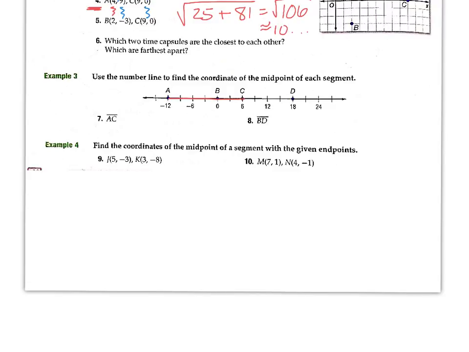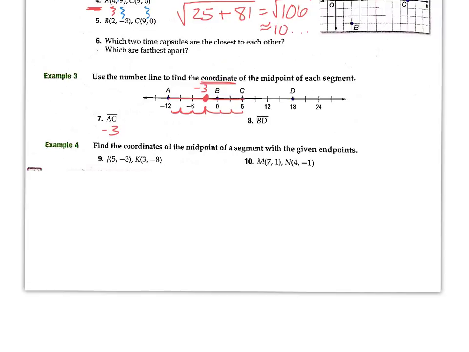So if you count, there's 1, 2, 3, 4, 5, 6 lines. So the midpoint would be where? Right in the middle. So I go 1, 2, 3. There's the midpoint. Okay. And it says find the coordinate. So where is that? Well, if you look, every dash mark is 3, so that would be at -3. So the midpoint of AC would be at -3. Those are a little bit trickier.